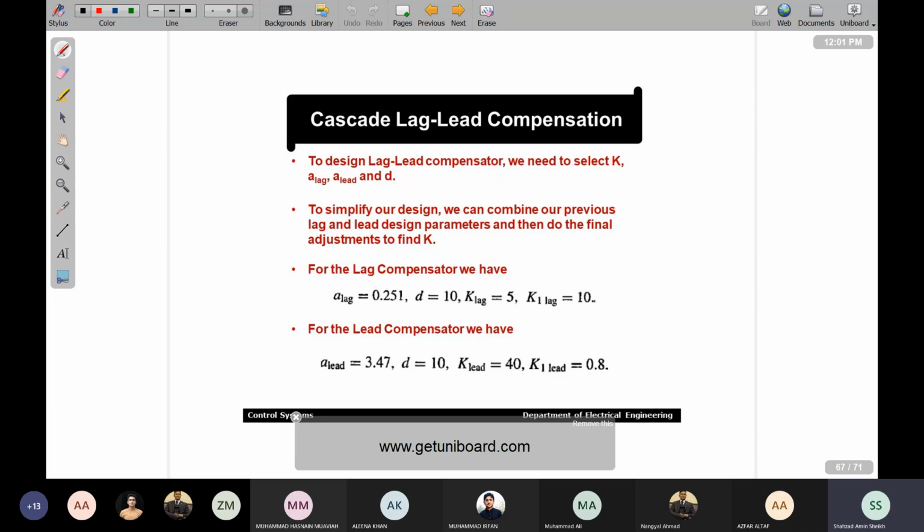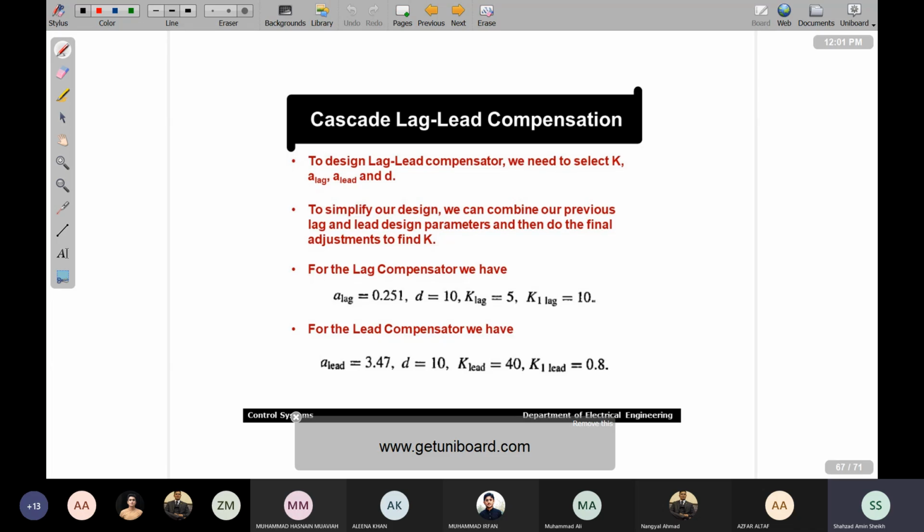Okay, let's see what we can do now. So to simplify our design, we can combine our previous lag and lead design parameters and do the final adjustments to find K. So we have the previous calculations of lag and lead, for the best performance those simple lag and simple lead compensators have achieved, and their parameters are with us.